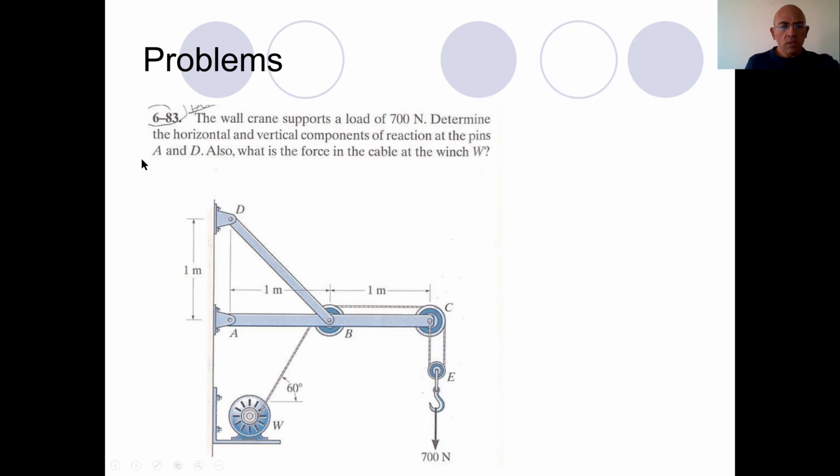Okay, so next problem is 6.83. The wall crane supports a load of 700 newtons. Determine the horizontal and vertical components of reaction at the pins A and D. Also, what is the force in the cable at the winch W?